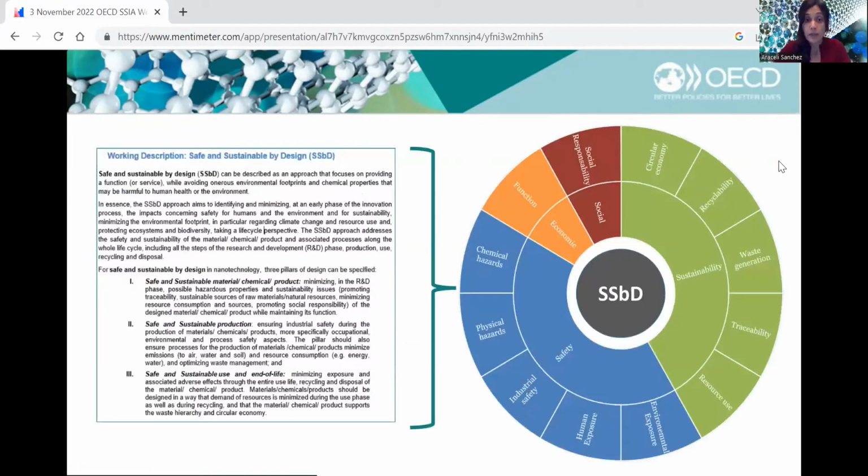So as Leah just mentioned, the working descriptions for safe and sustainable by design have already been published in agreement with the Advanced Material Working Group. And the first step we took to identify what elements the tools should include was to extract those aspects mentioned in the working descriptions. And as you can see, the descriptions include different elements in relation to sustainability, to safety, and also some aspects in relation to the economic and the social sustainability. Next slide, please.